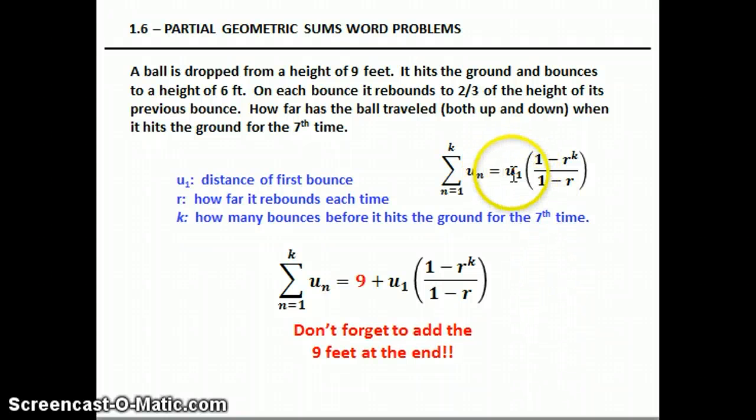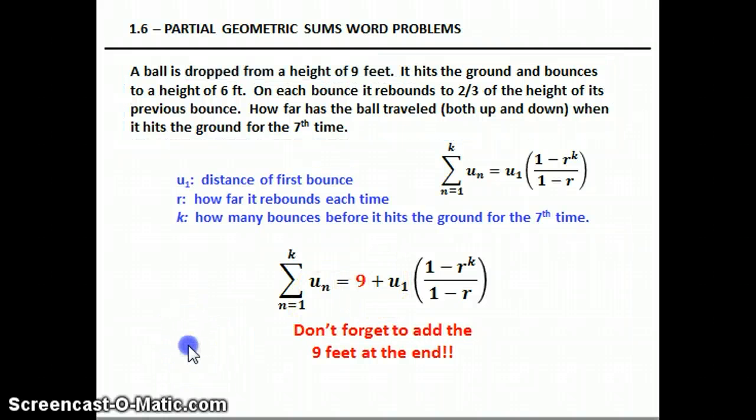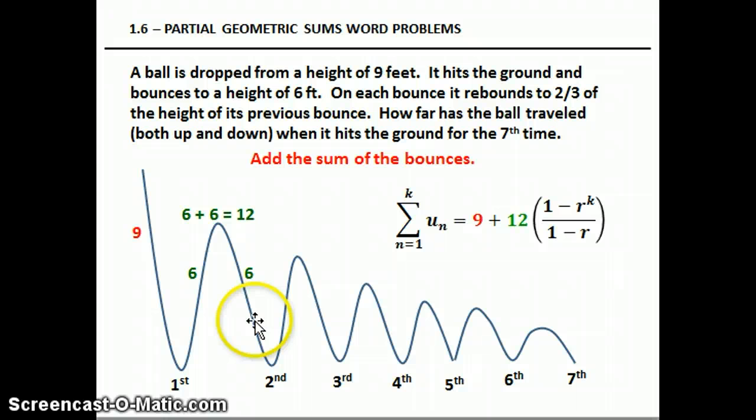You'll notice that right here at u sub 1, we still have our u sub 1, but we have our initial drop of 9 feet that we have to add in here right at the end. So don't forget to add the 9 feet at the end. We're just going to ignore it until then because we have to do all of this according to the order of operations before we can add that 9. Let's look at our bounces.